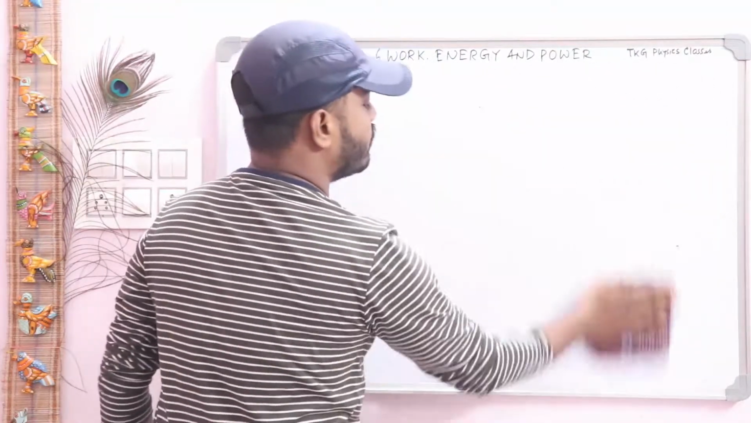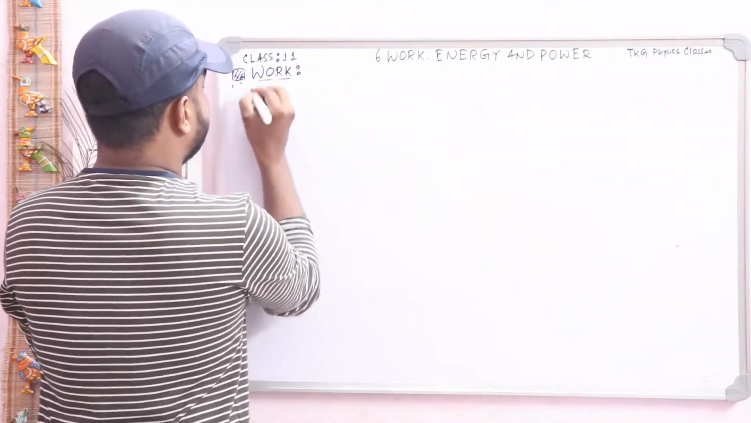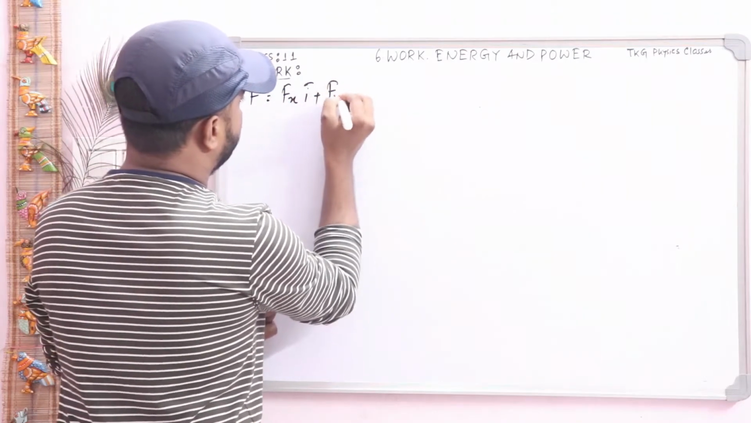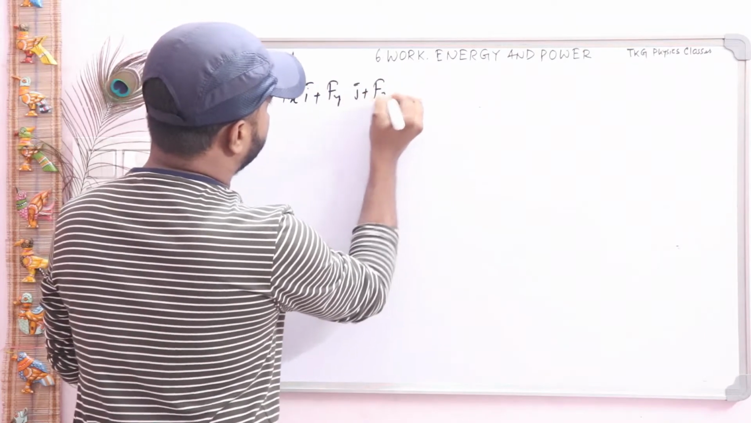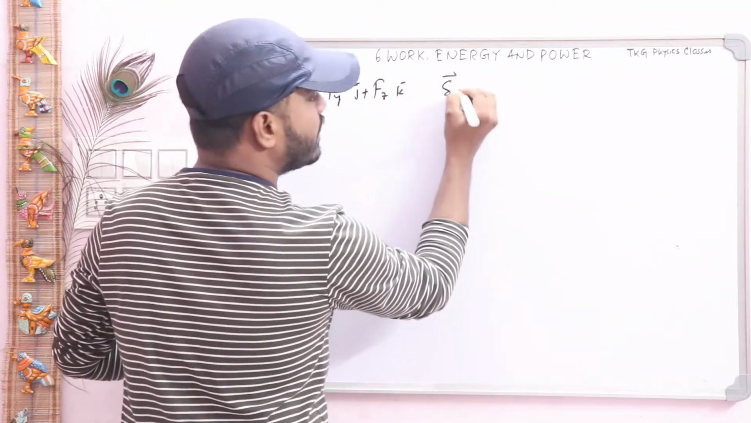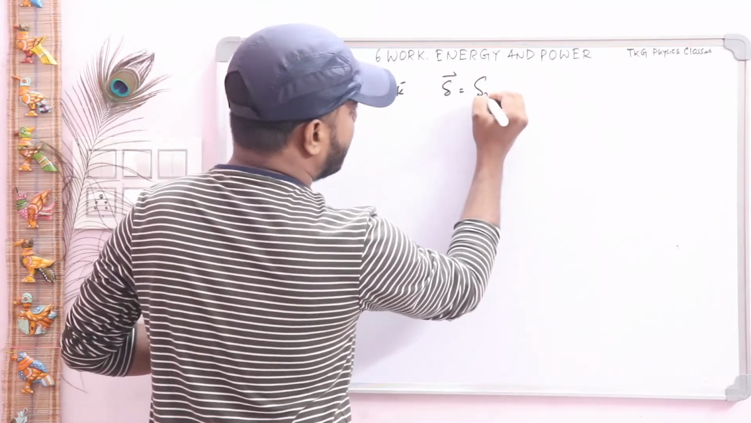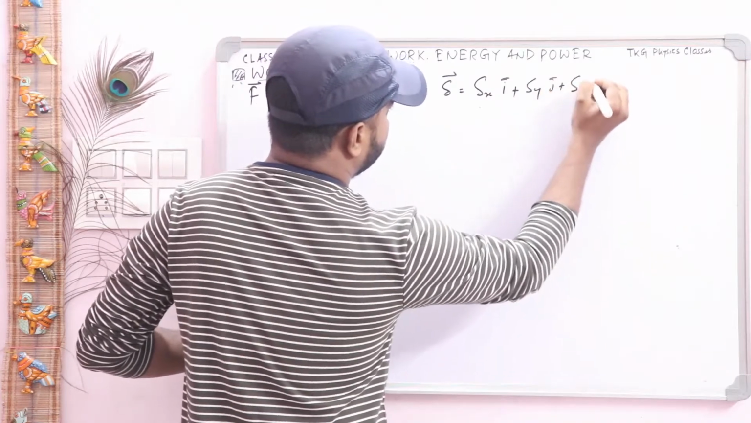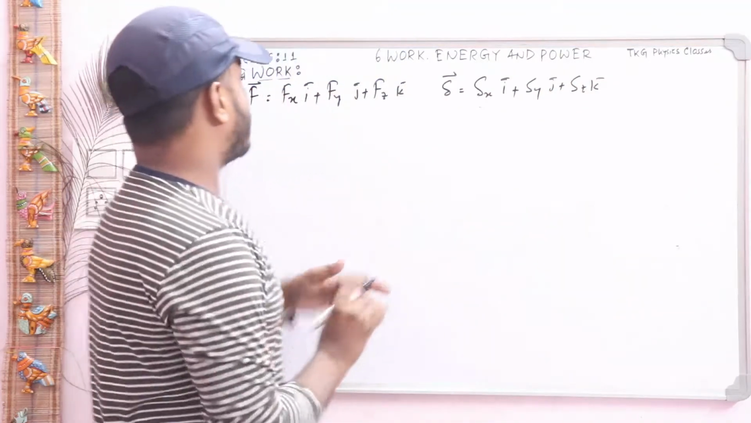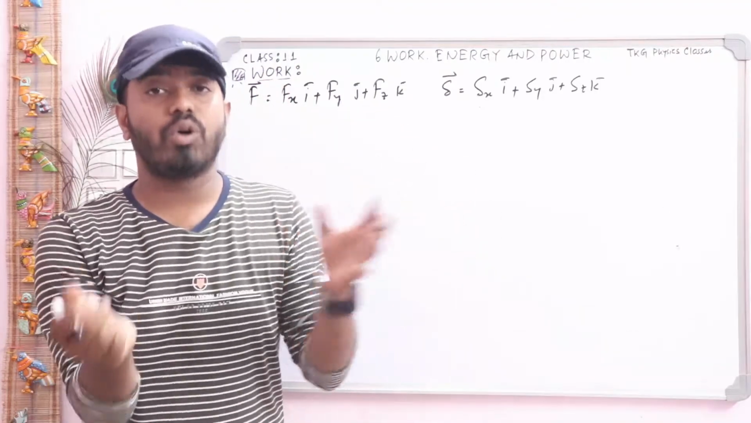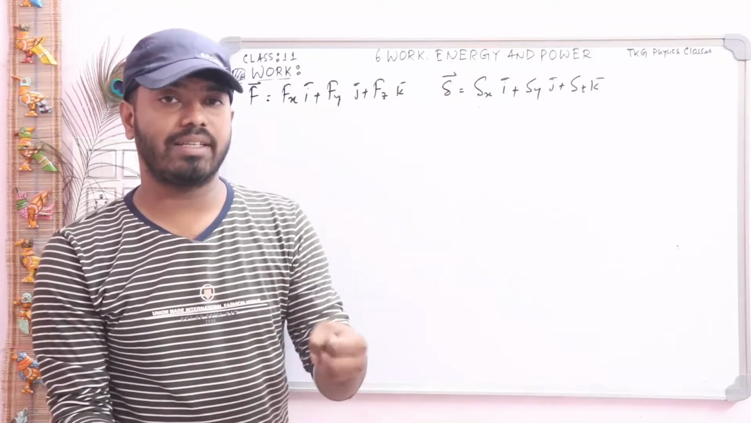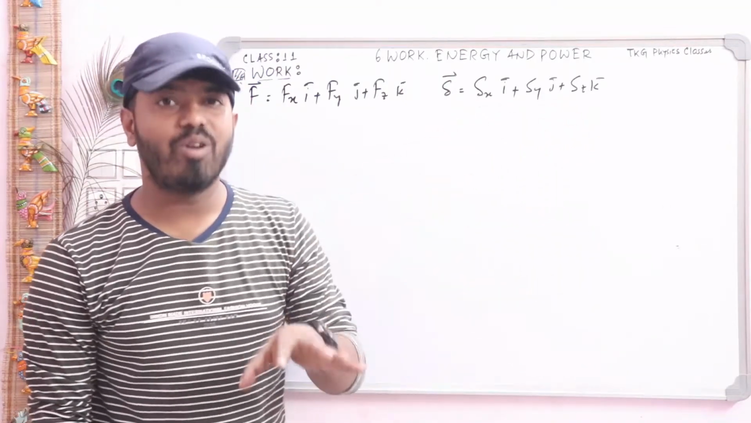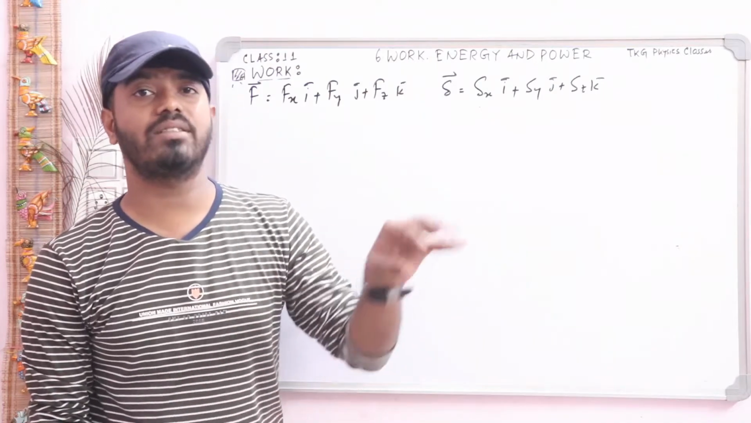At first, you write that force is a vector quantity. So F equals Fx i cap plus Fy j cap plus Fz k cap, and displacement S is also a vector quantity. So here you can write Sx i cap plus Sy j cap plus Sz k cap. What are Fx, Fy and Fz? These are the components of F along the x-axis, y-axis and z-axis. Similarly, Sx, Sy and Sz are the components of S along the x-axis, y-axis and z-axis.